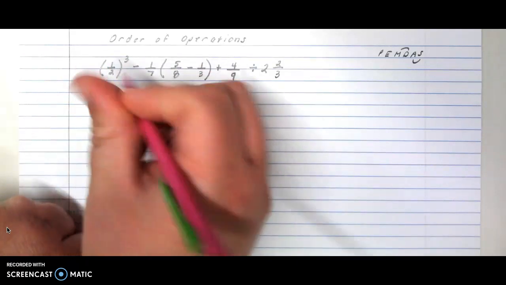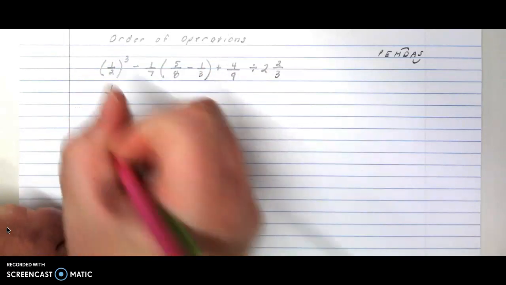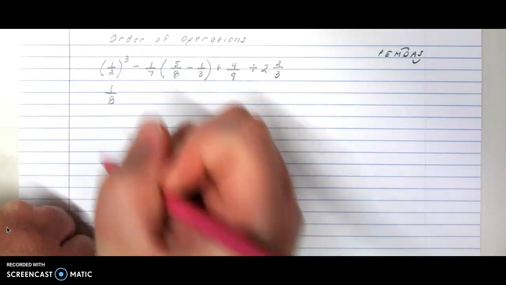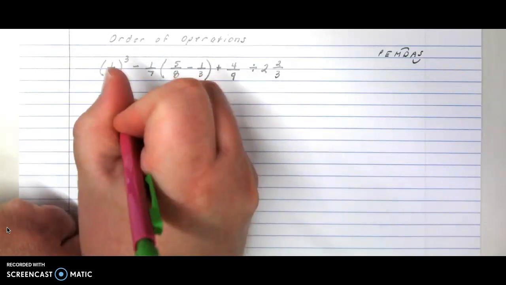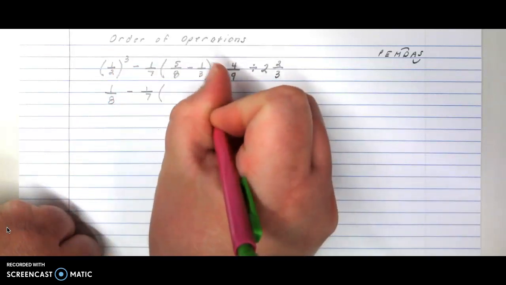So basically we're doing 1 to the third power, which is 1 in the numerator, and 2 to the third power, which is 8 in the denominator. We're going to subtract 1 over 7 times the quantity of.